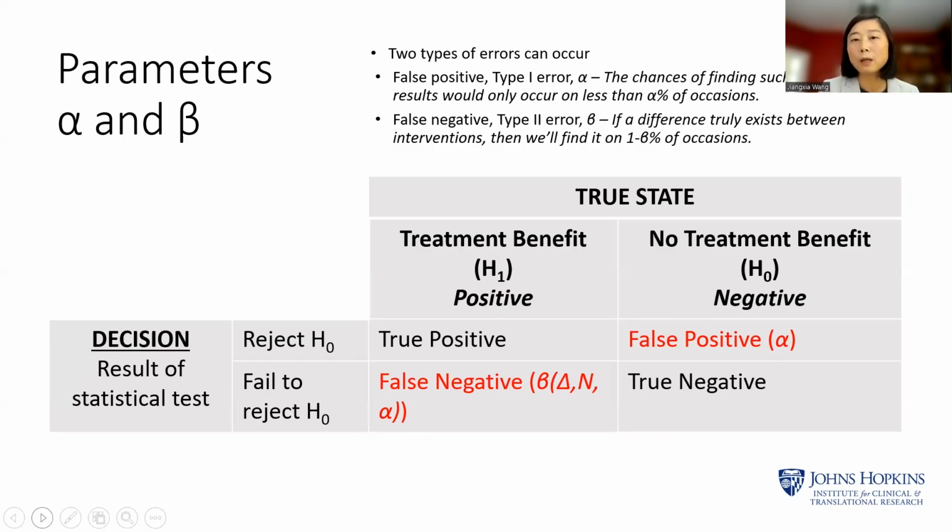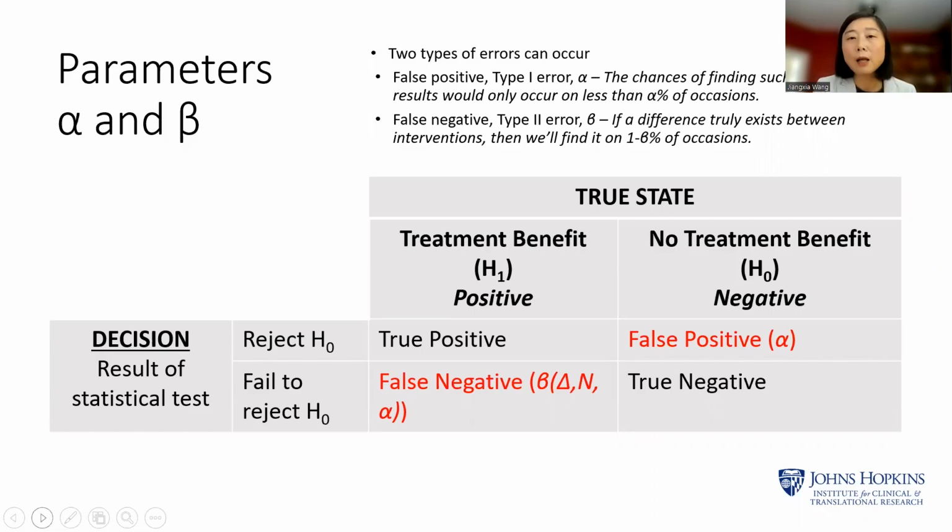The first one is called false positives, when we say there's a treatment effect, but in actuality, there's no treatment effect. So we call this a type 1 error, or alpha. This is the chance of finding such an error, and we hope it would occur on less than alpha % of the occasions.